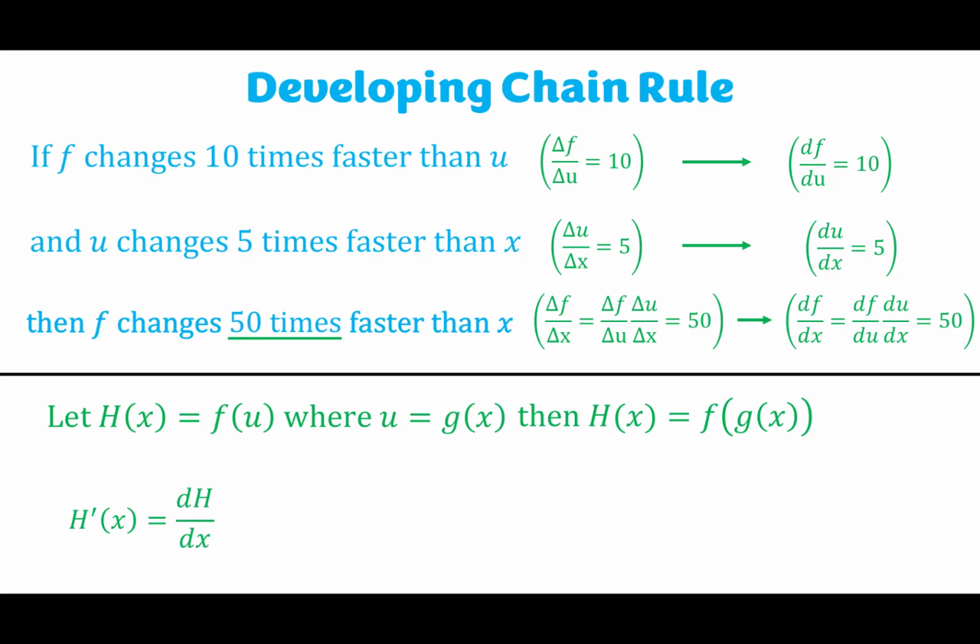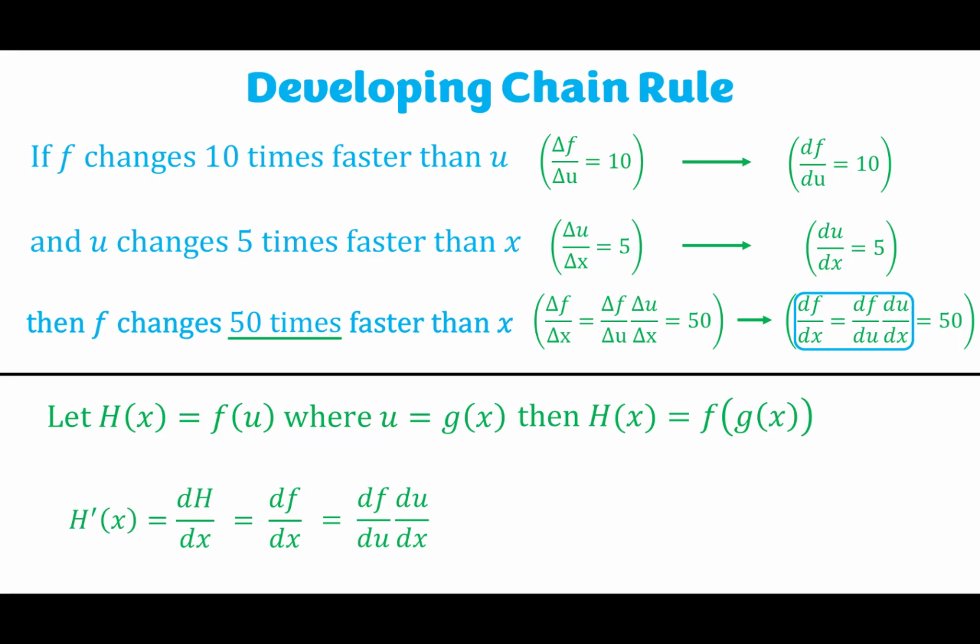But remember, h is equal to f of u, so this is equivalent to taking the derivative of f with respect to x. This is where our bit of intuitive information from above comes into play, because we said the derivative of f with respect to x is equal to the product of those two rates of change. So the derivative of f with respect to x is equal to the derivative of f with respect to u times the derivative of u with respect to x.